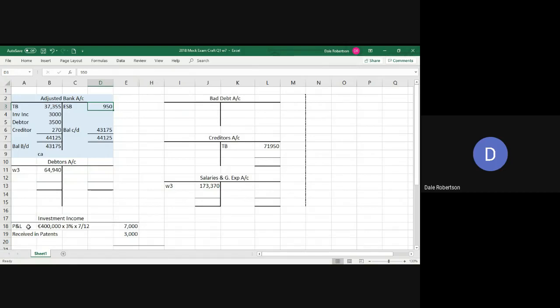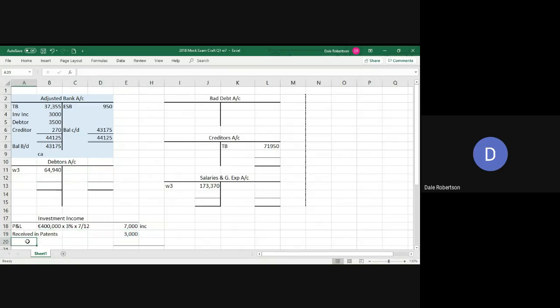From earlier in the question, working 2, you would have already done some work on the investment income. So you would have worked out that your profit and loss figure for the investment income is 7,000. That is 400,000 by 3% by 7 months. And that is in itself an income. Then in working number 2, you would have said that 3,000 of that is received in patents.